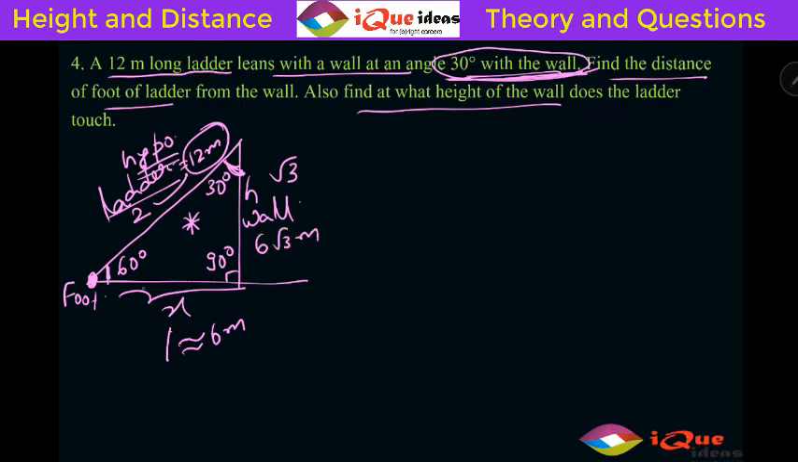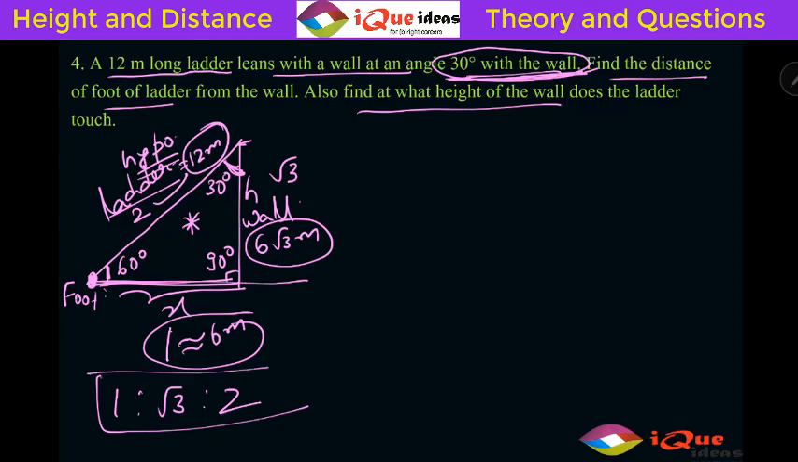So straight away, the distance of the foot of the ladder from the wall is 6 meters, and the height of the wall at which the ladder touches is 6 root 3 meters. That is one way of doing this. That is the direct method, by the ratio of 1 is to root 3 is to 2. Why? Because for 30, 60, 90, the ratio of sides is this much only. 1 is to root 3 is to 2. Alright, 1 being opposite 30, root 3 being opposite 60, and 2 being opposite 90, that is the hypotenuse.